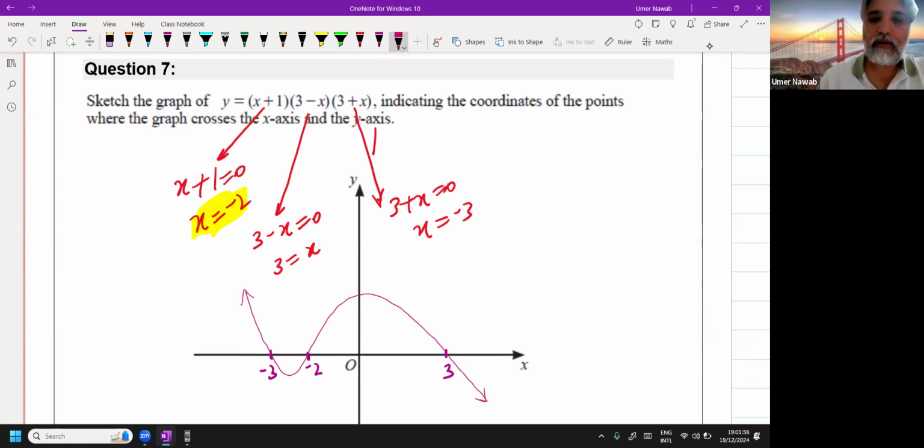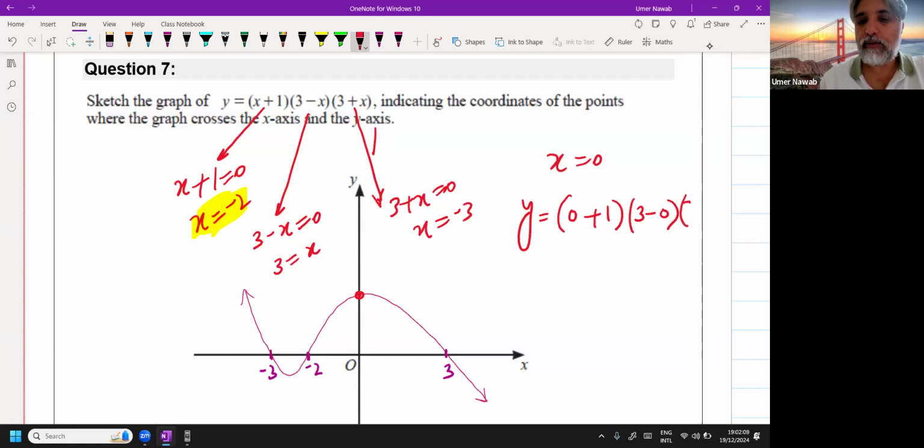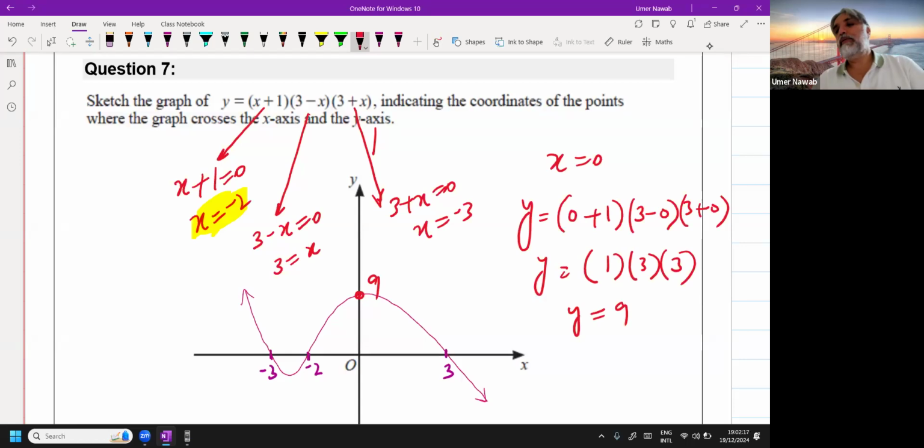This. For sure, students may ask me, Mr. Omar, where does the graph cut the y-axis? Just substitute x is equal to 0 into the original equation. So 0 plus 1, 3 minus 0, and 3 plus 0. This is 1, this is 3, this is 3. So y is equal to 9. The y-intercept is 9.